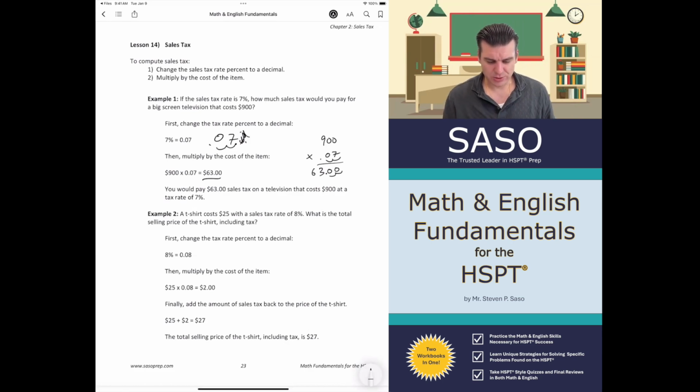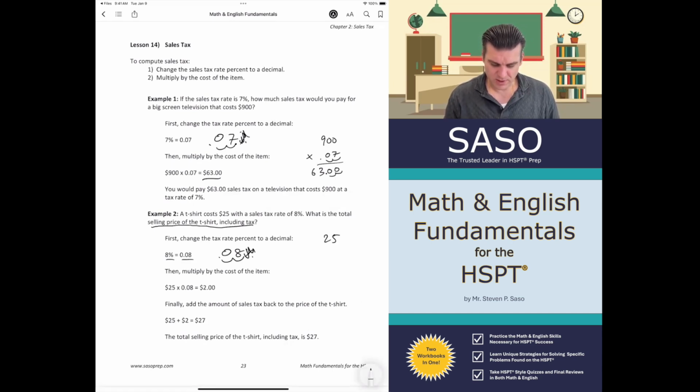Example 2, a t-shirt costs $25 with a sales tax rate of 8%. What is the total selling price of the shirt, including the tax? So here we actually are finding the total selling price, including the tax. So we're going to solve for the tax, and then we're going to add that back to the cost of the item. So first, change the tax rate percent to a decimal. 8%, 0.08. Then multiply by the cost of the item.